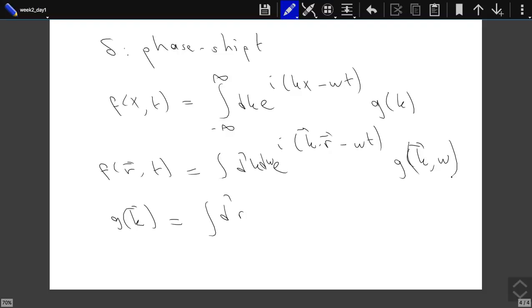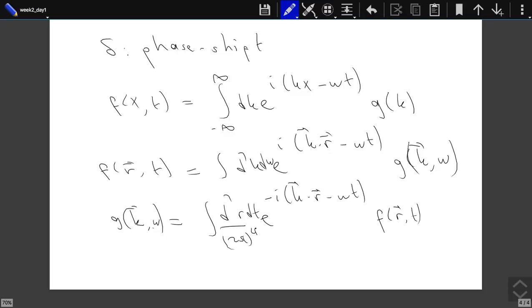So if this is the case, then this g of k and omega will be equal to d cube r dt, e to the power minus i k dot r minus omega t, f of r and t, divided by 2 pi to the 4. Well, again, as I said, depending on your convention, this 2 pi to the 4 sometimes appears in this integral, sometimes it appears in this integral. The important thing is whatever you are dividing this d cube k d omega by, if you multiply that with whatever you are dividing this d cube r dt by, their product should be 2 pi to the 4. But you can just split it in a symmetric way, unsymmetric way, etc.